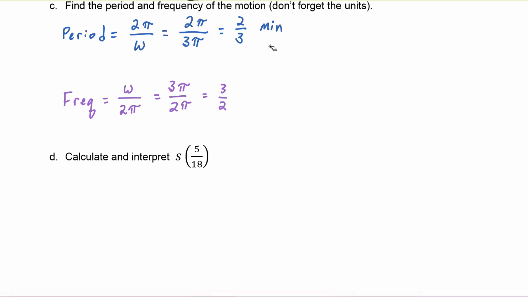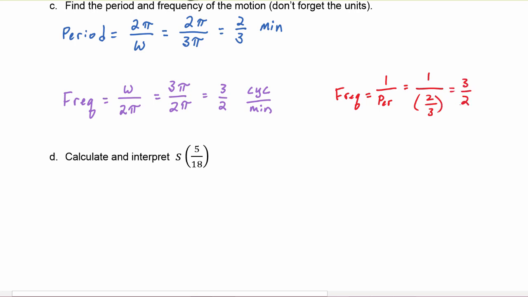Think your way through. We know the period means it's a minute for a cycle. So the frequency then is how many cycles per minute. Some of you may have chosen to find the frequency by doing 1 over the period, and that's fine. So you would have said 1 over 2/3, which gets you to that same answer of 3/2, and it would be cycles per minute. Either way of calculating the frequency is fine.